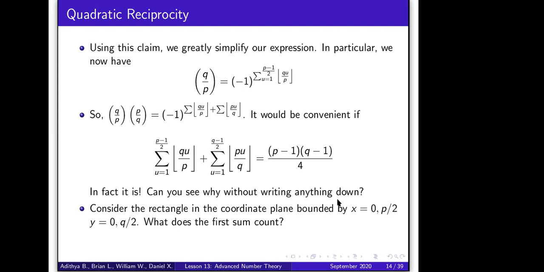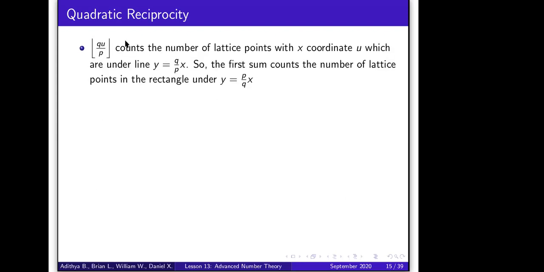Okay, great. So as I was saying, floor of qu over p counts the number of lattice points with x coordinate u under the line y equals q over px. So the first sum is going to count the number of lattice points in the rectangle under y equals q over px, not p over qx. That's a typo.